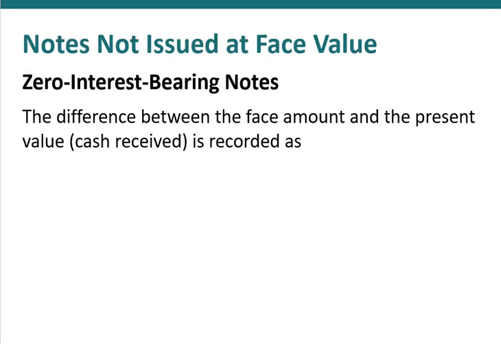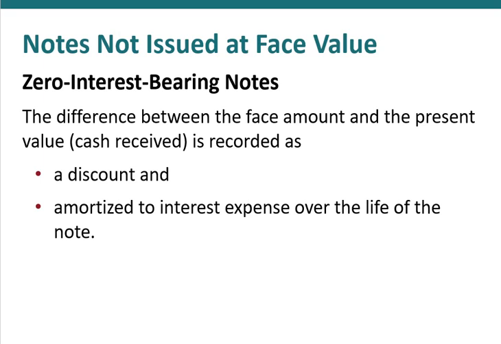Now, if a company issues a zero interest-bearing note, then the difference between the face amount of the note, the amount that they're going to pay back at maturity, and the present value, that is the cash they receive today, is recorded as a discount. And that entire discount is amortized to interest expense over the life of the note. Let's consider some other situations.